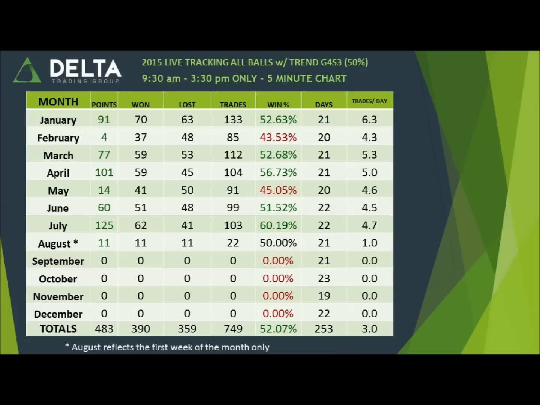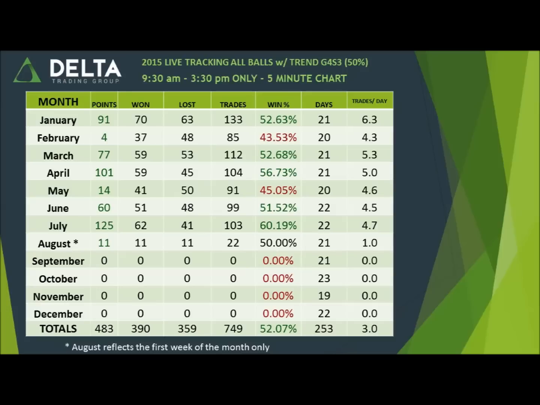Overall, if you calculate each one of the months, that's a 52.07% winning ratio for a net points of 483. Now, 483 net points in the first 7 complete months of the year, and the first week of the 8th month is pretty good. That's between 483% on your money and 960% on your money, depending on whether you're trading 1 or 2% of your portfolio. So that's pretty darn good for the beginning of the year.